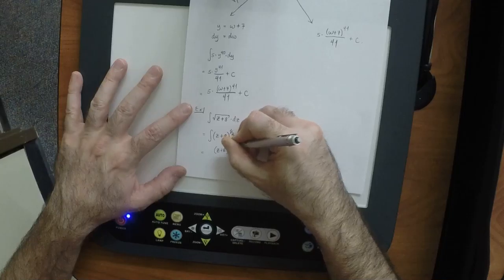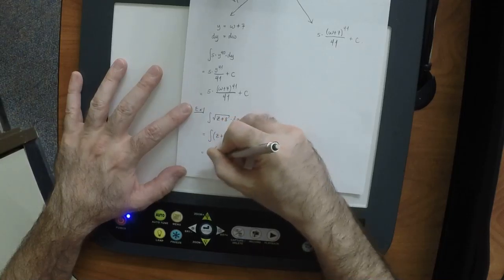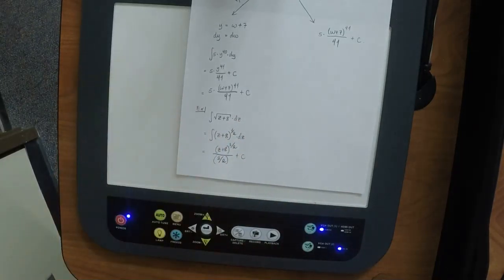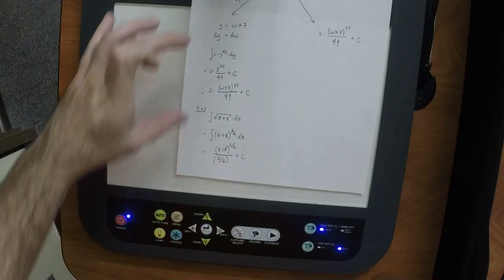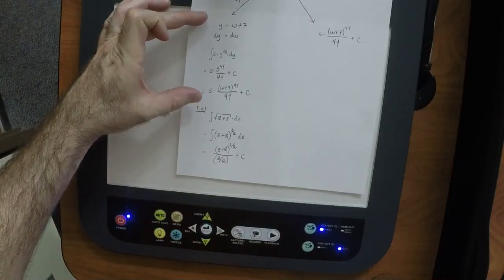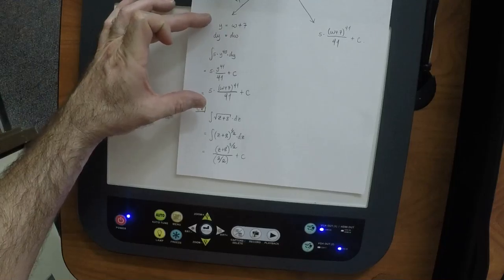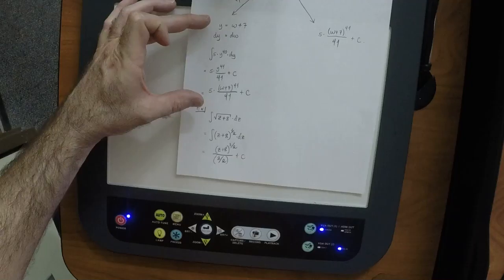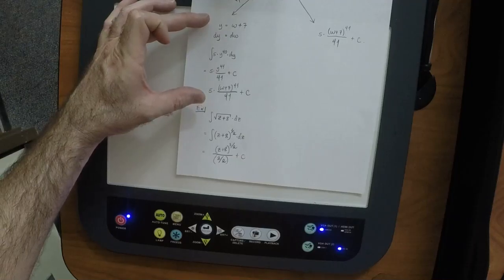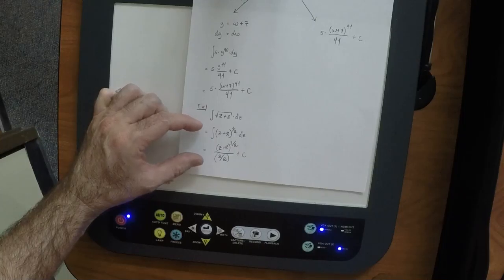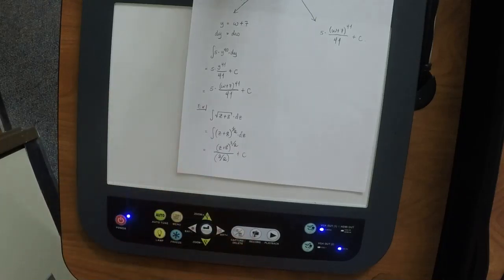z plus 8 to the 3 over 2, over 3 over 2, plus a constant. That's the answer. Now, you could do something just like this, and you are invited to continue doing this if that's where you feel comfortable. But I'm also inviting you, when you're comfortable, to not do this and do this instead. There isn't? Okay. I'm going to put an asterisk on there isn't and come back to that in about a minute.